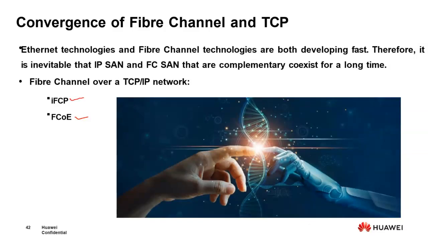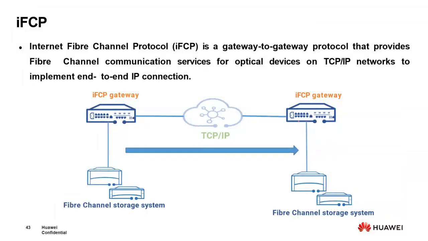The first one uses the fiber channel in a TCP, that's why it ends with a P, for protocol. The second one is fiber channel with Ethernet connection, that's why it ends with E. So these are the ways. Now, let's look at the first one, with TCP/IP.